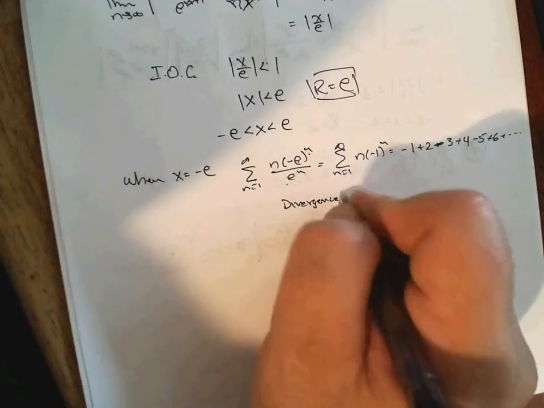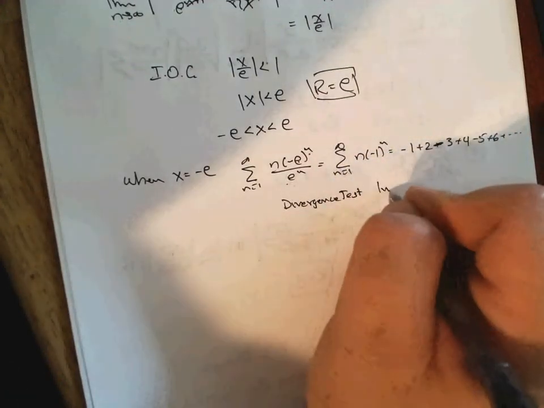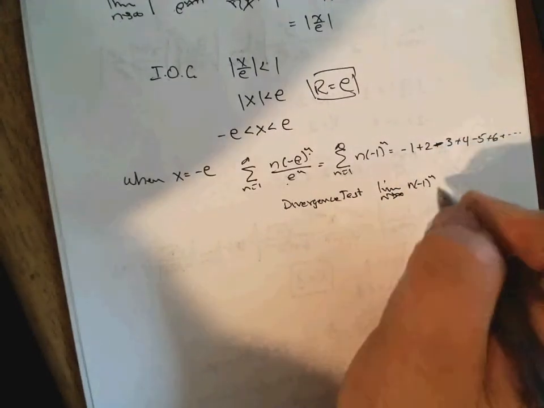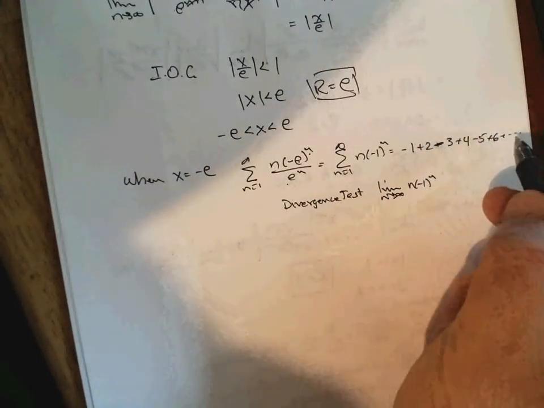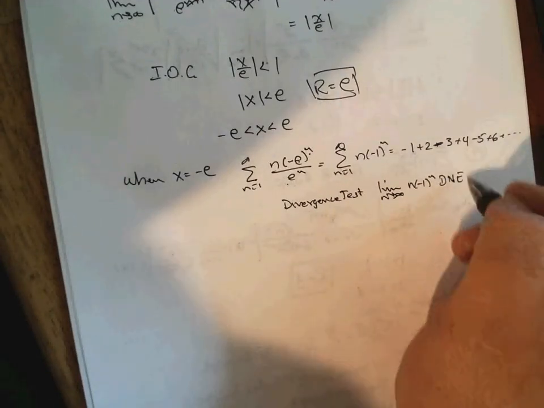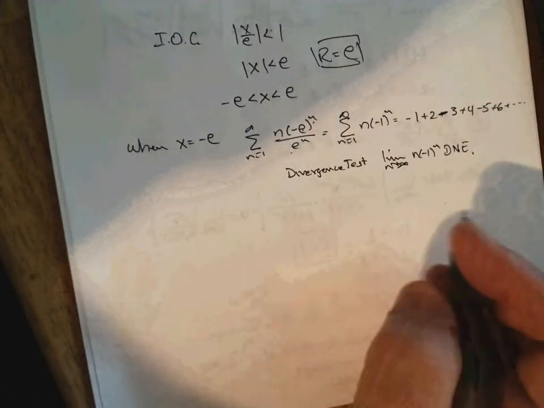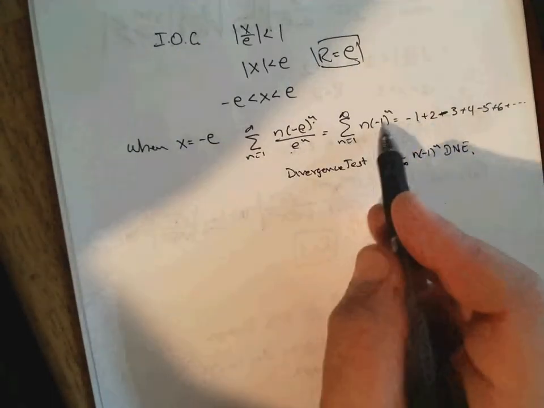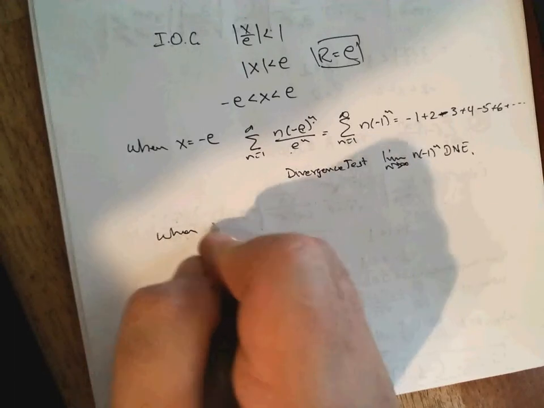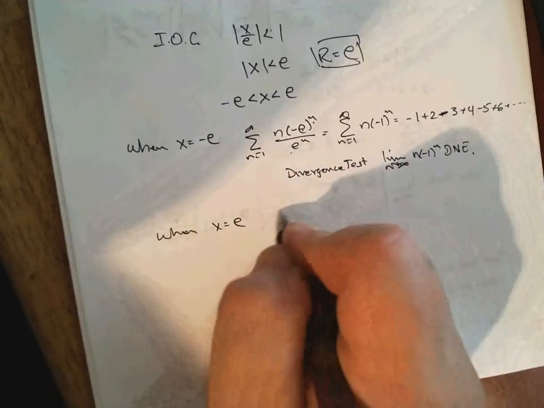Well, this diverges, and the divergence test is what tells you that. The limit as n goes to infinity of n times negative 1 to the n, what does this go to in the limit? Does not exist. Okay? And since that limit doesn't exist, we do not have convergence here.